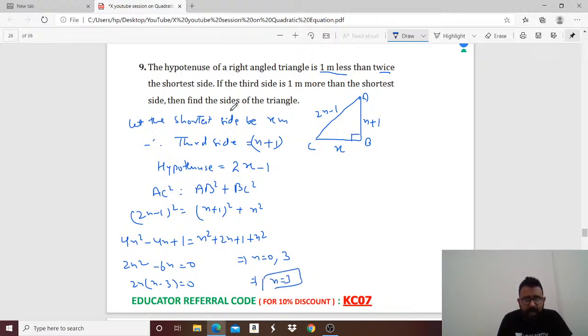What are the three sides? They have asked to find the three sides of the triangle. Remember, even after finding x, out of three you will get only 2 or 2.5 marks, because you didn't write the answer. Whatever they have asked, you need to write that. So finally, what is BC? You have to tell them about the sides as well. BC is x, which is 3 meters. You have to indicate that. AB is what? It is 4 meter, and what is the hypotenuse? AC, which is 6 minus 1, 5 meter.